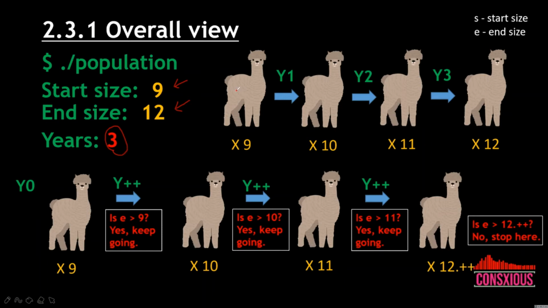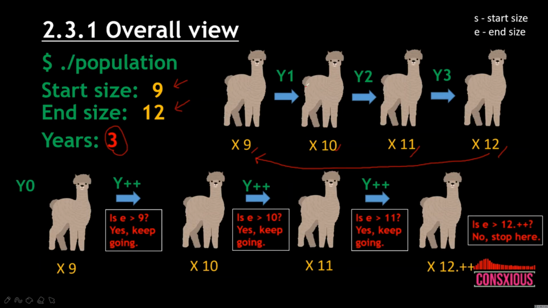So this is the overview. Starting with 9, after 1 year we have 10. After another year, we have 11. After another year, it is 12. So how can we make all this into our program? There must be some checking, because we have to somehow check between the start and the end. That means we need to have some kind of condition checking here.